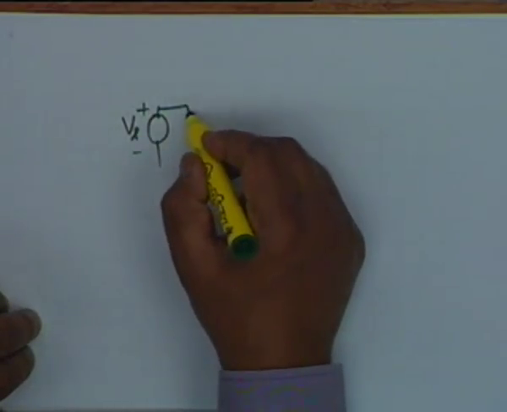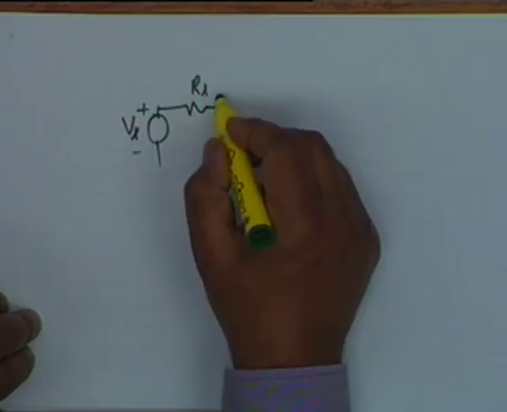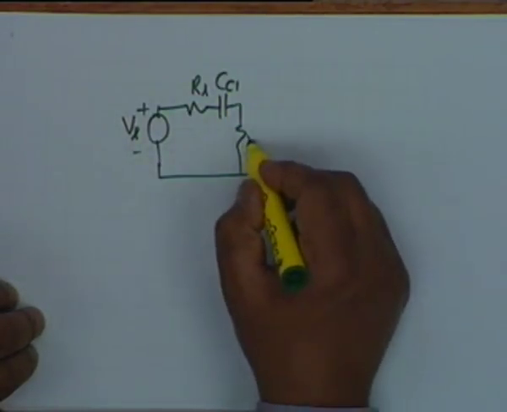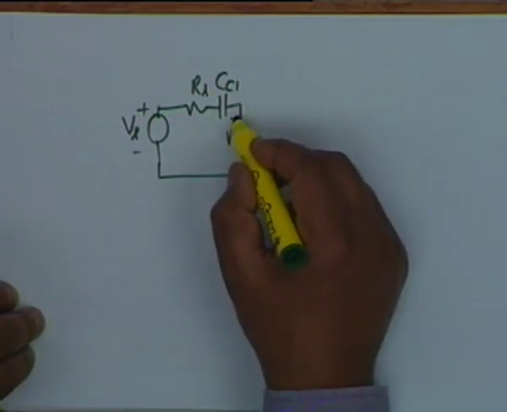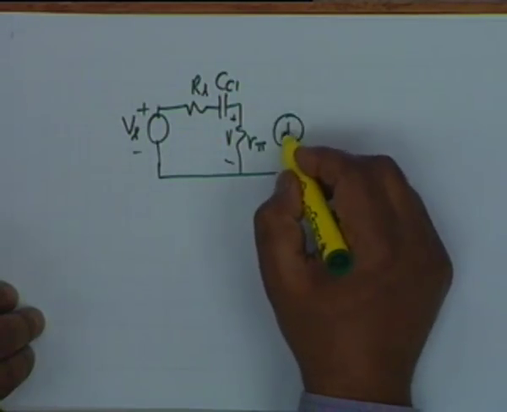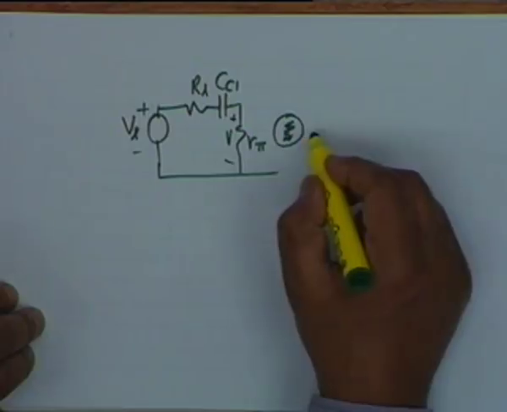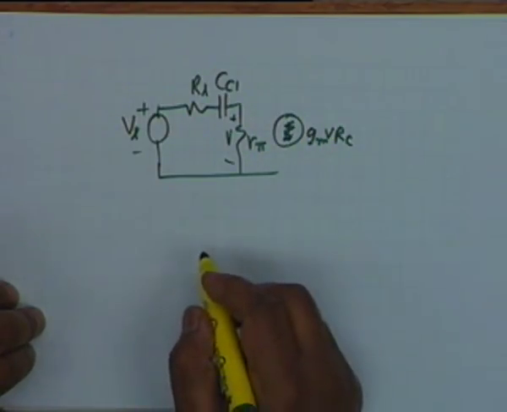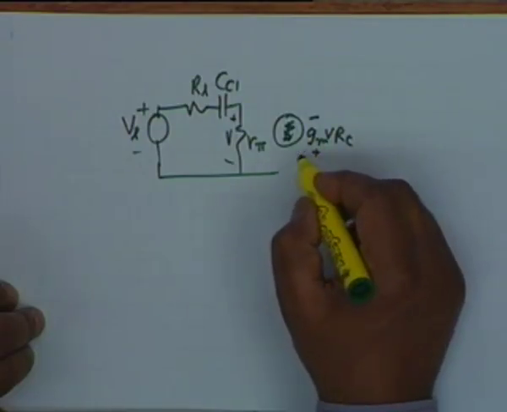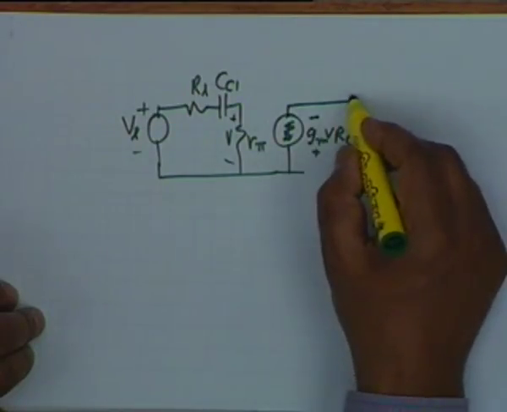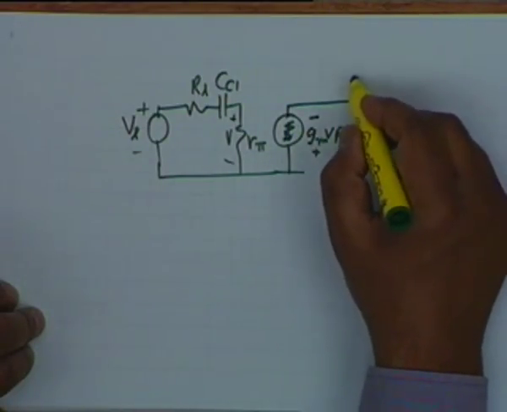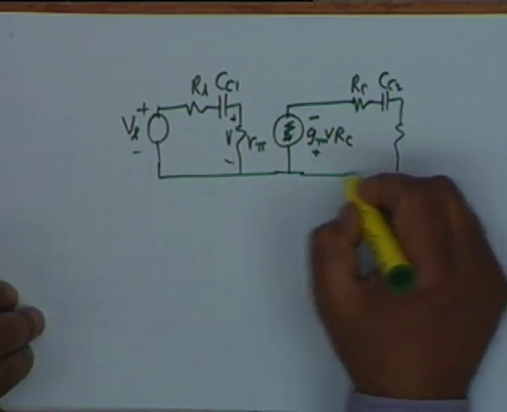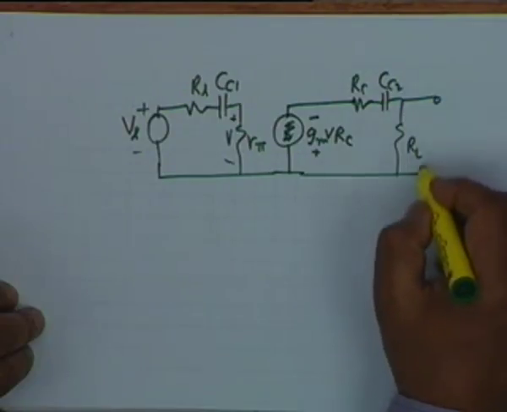Our equivalent circuit, let us draw it again. Vs, Rs, CC1, R pi, and this voltage is V. Then you have, no, I am sorry, GMV RC, this is a voltage generator now with this polarity minus plus, and RC, CC2, RL, and this is V0.